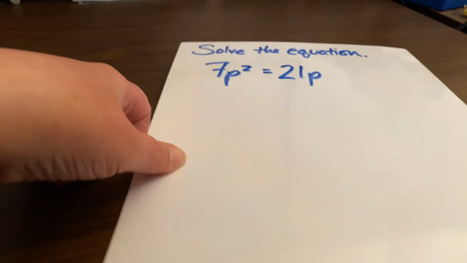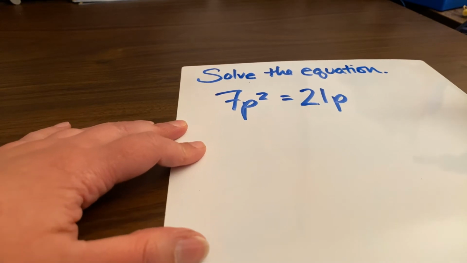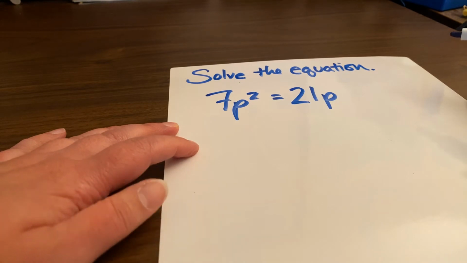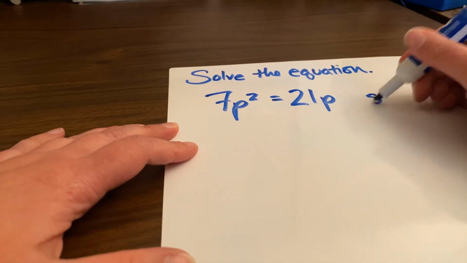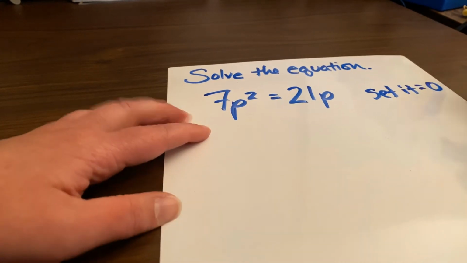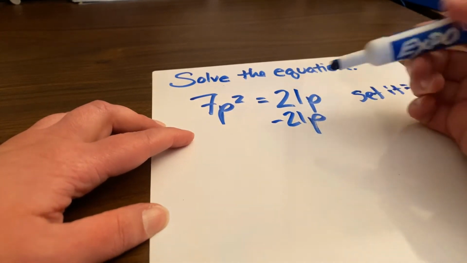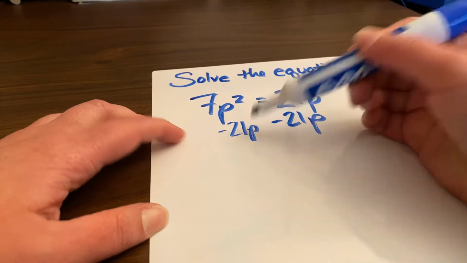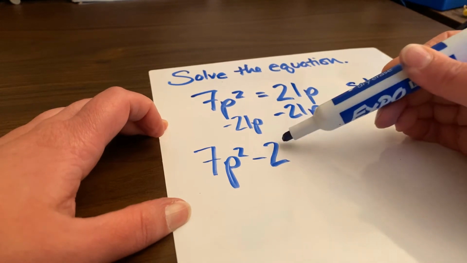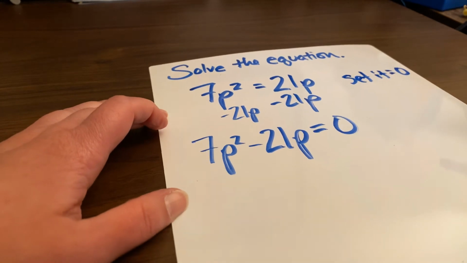We have one more type of problem. Suppose you have something that looks like 7p squared equals 21p. And it says solve the equation. The very first thing we need to do is set it equal to 0. All right, so we're going to do that by subtracting 21p from both sides. So we would have 7p squared minus 21p equals 0.